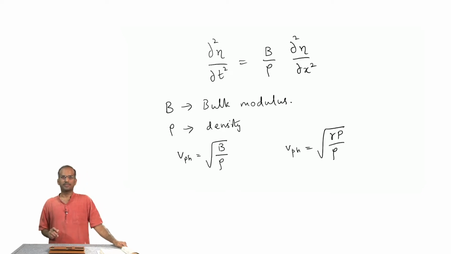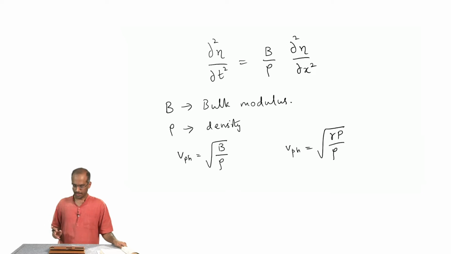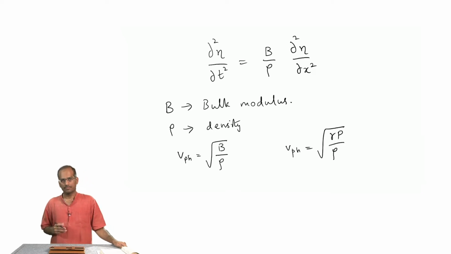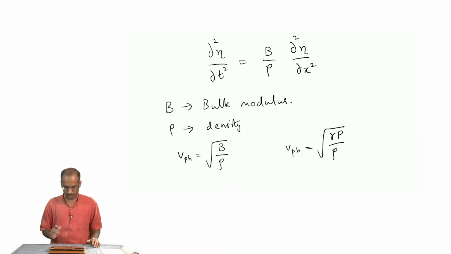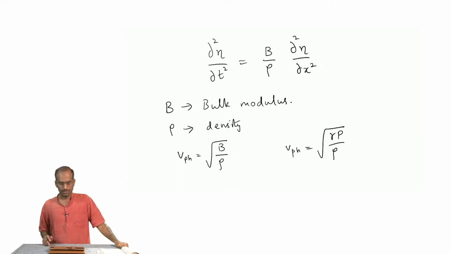And when we specialize to the case of sound waves in air, as we had seen before, this formula for the speed of sound becomes square root of gamma p by rho, where p is the pressure and gamma is the ratio of specific heats. This wave equation that we have obtained is also valid for longitudinal waves in a solid.